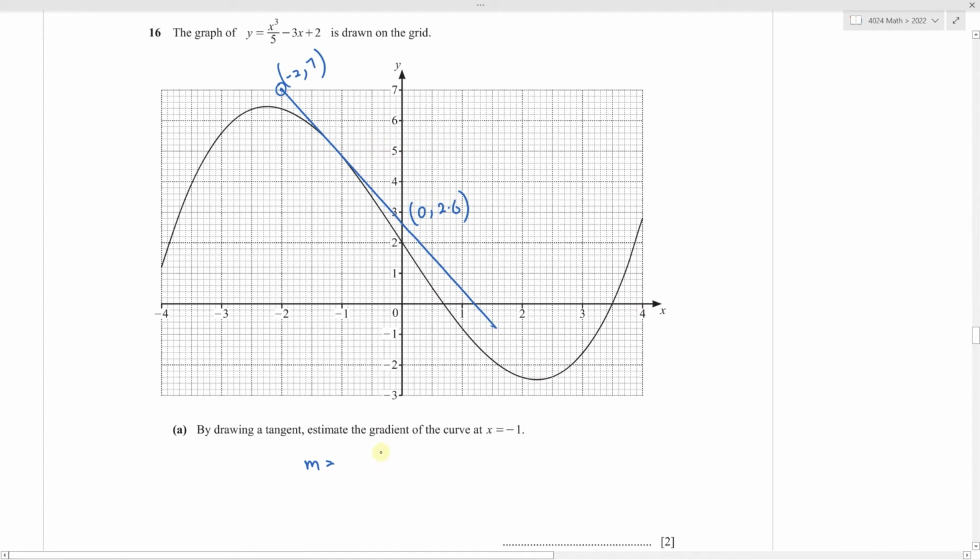y2 minus y1, 7 minus 2.6, divided by x2 minus x1, minus 2 minus 0. 7 minus 2.6: 7 minus 2 is 5, and then minus 0.6, so 4.4, divided by minus 2. So this will become minus 2 twos are 4, 2 twos are 4. So minus 2.2 is your gradient.